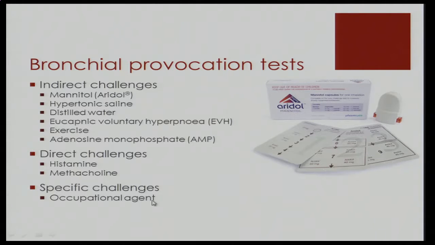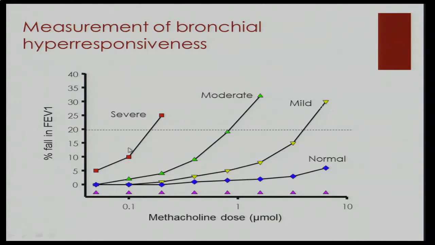And then there are the specific challenges with occupational agents, which I won't really talk about, even though I'm talking about work-related asthma, because it's not offered in Australia. There's no lab in Australia that actually performs specific occupational inhalational challenges. When we do these bronchoprovocation tests, it gives us a marker of the severity of airflow hyperresponsiveness, whether it's mild, moderate, or severe, which can be helpful for assessing the severity of asthma as well.